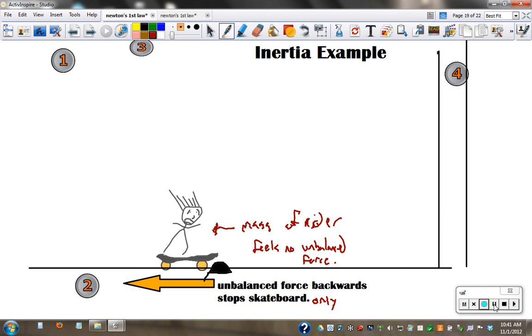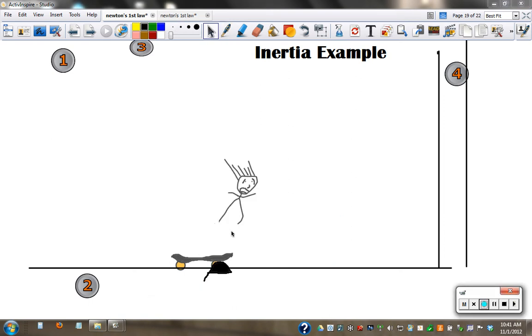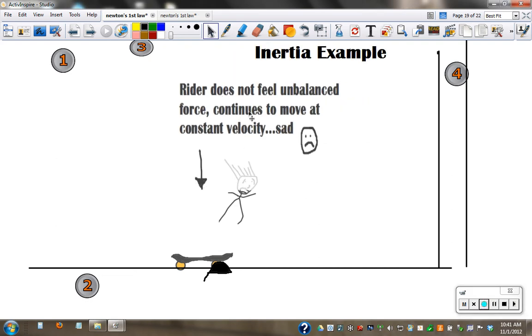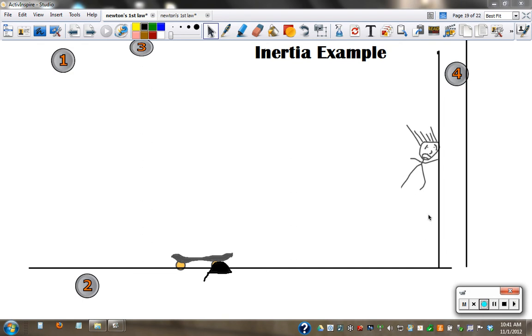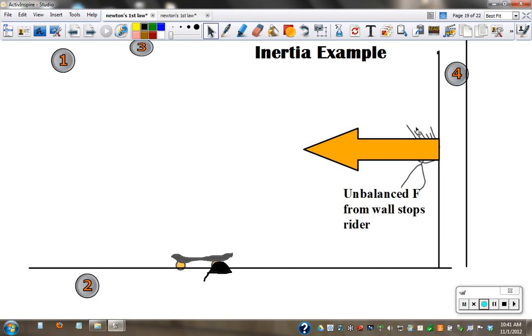Here's part three. And now you'll draw him a little bit above the skateboard with part three's info. Rider does not feel unbalanced force, continues to move at constant velocity. Sad face. Part four should be hitting the wall and thush. Oh man. Unbalanced force from wall stops rider. And we can even add quickly and painfully.